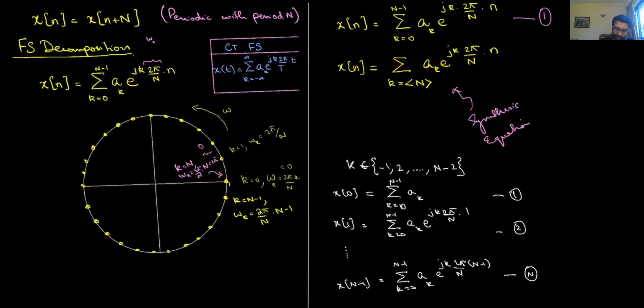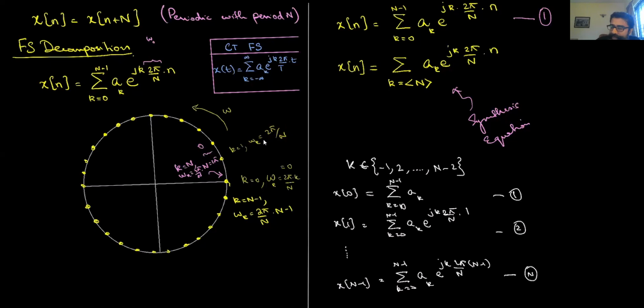If this frequency here is 2 pi by N, and so this 2 pi by N corresponds to k equals 1, and the Fourier series coefficient corresponding to this is a sub 1, I know that this is the same harmonic as the one corresponding to a of capital N plus 1.